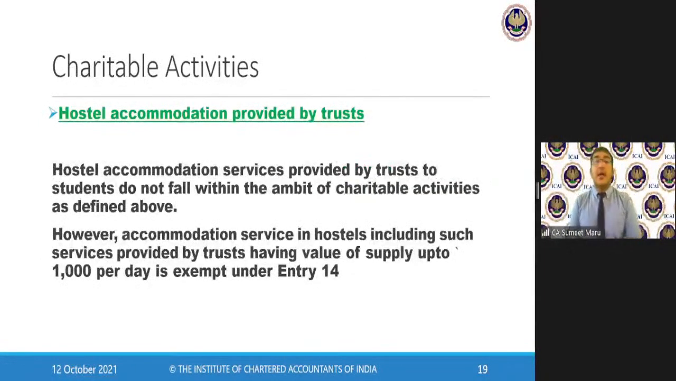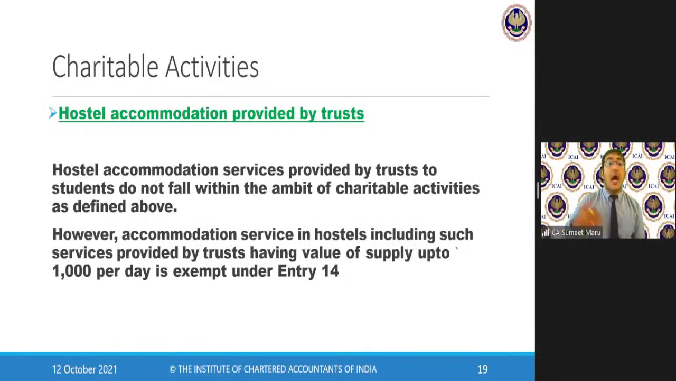Next, sir, hostel accommodation provided by a trust. There may be a certain type of trust which gives hostel accommodation as well. So hostel accommodation services provided by a trust to students do not fall within the ambit of charitable activity as defined above. So if any organization is also giving hostel accommodation, it is not covered under charitable activity. Please remain specific to what is mentioned. Don't put your own interpretation. The law has already been given. You have to just follow the same, and not bring any new thing with it.